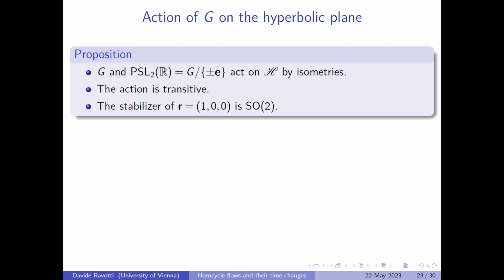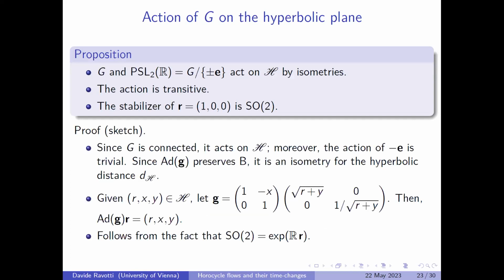So G acts on the hyperbolic plane by isometries, and the adjoint of minus the identity is the identity, because multiplying on the left and on the right by minus the identity is doing nothing. So the action goes to this quotient. And again, since the adjoint preserves the Killing form, it is an isometry with respect to the associated hyperbolic metric. And to prove that it's transitive, you can verify it by hand.